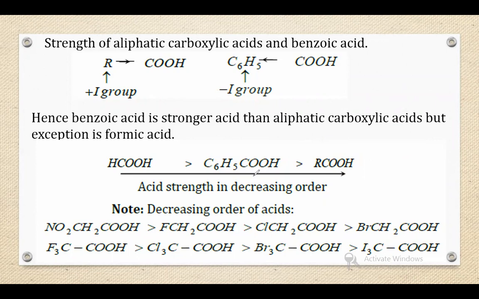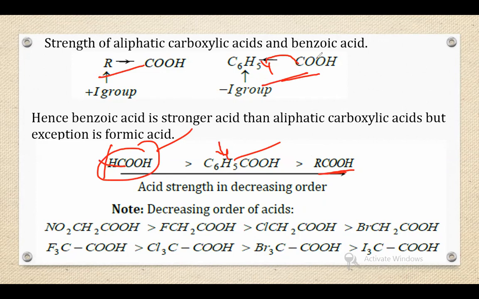So acid strength is in decreasing order. So formic acid is stronger than benzoic acid. Why? Because of the electron donating group, compared to the R group, aliphatic and aromatic. We are saying HCOOH does not consist of any alkyl group, hence it is stronger. So compared to the aliphatic and aromatic, aliphatic are less acidic than aromatic compounds.